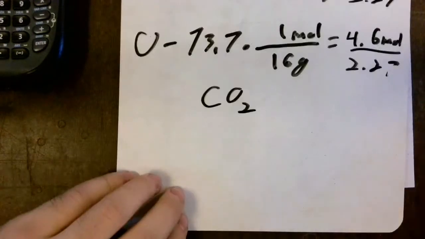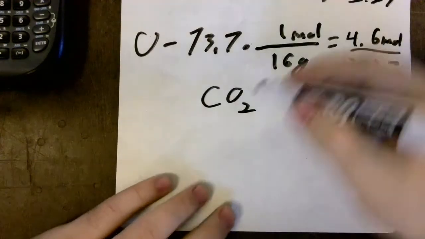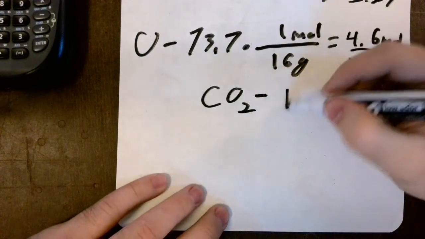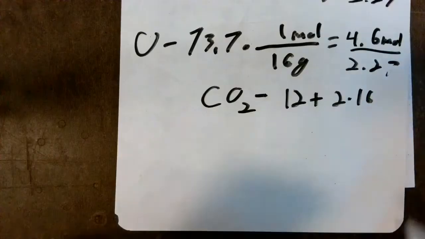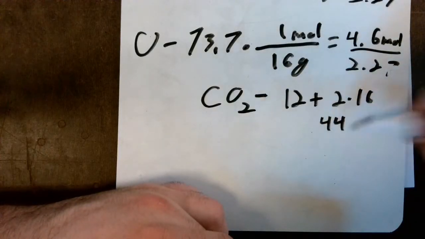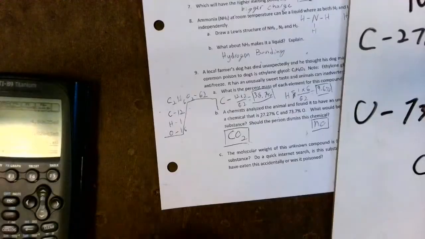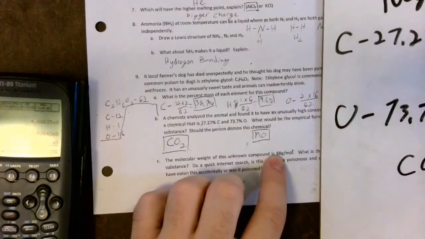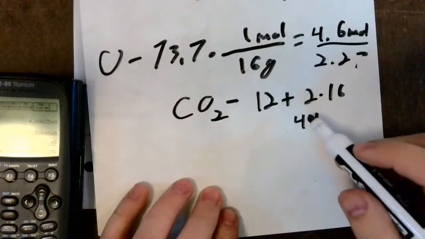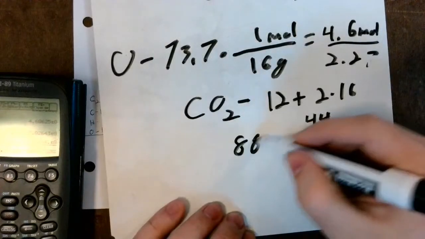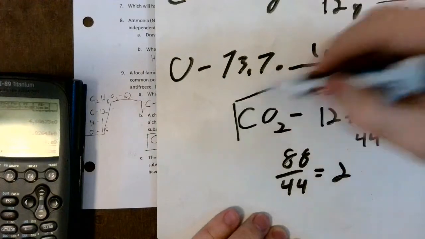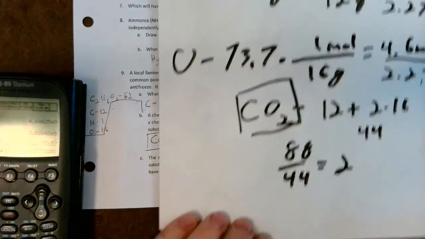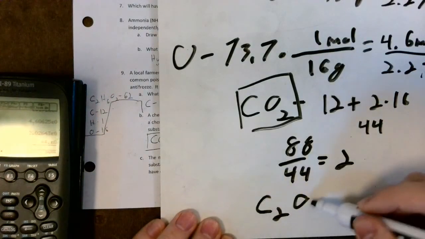Okay. All right, CO2 is going to be 12 plus 2 times 16. It's going to be 44. The molecular weight of this is 88 grams per mole. We're coming out with 44. So 88 divided by 44 equals 2. So we need to multiply this whole formula by 2 to get our actual correct formula. So it's going to be C2O4.